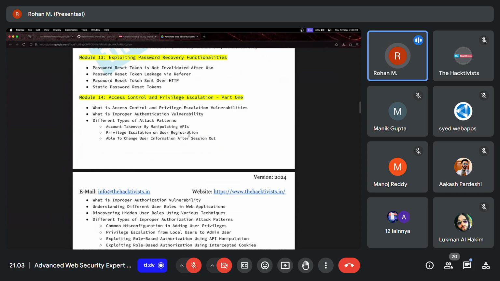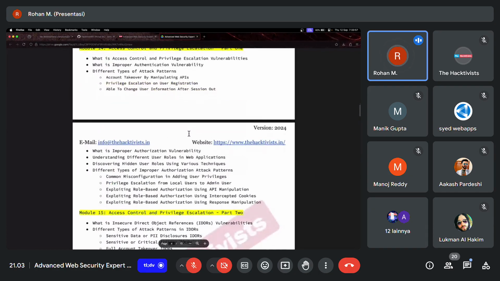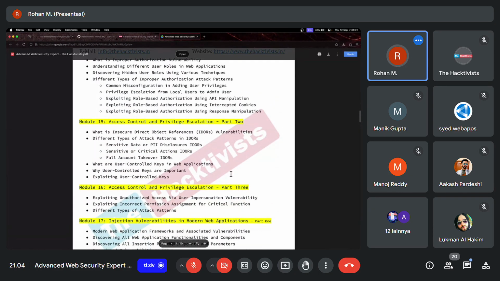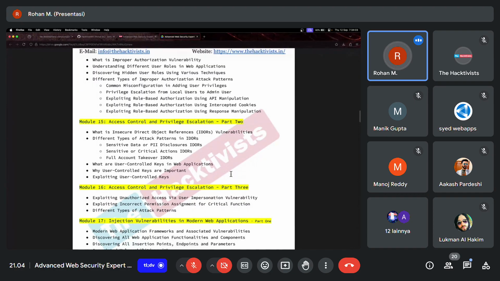Then module 13 is related to password recovery functionality. What are the various test cases related to it? We will be discussing it. Then modules 14, 15, 16 are related to authorization, privileges, and access control.